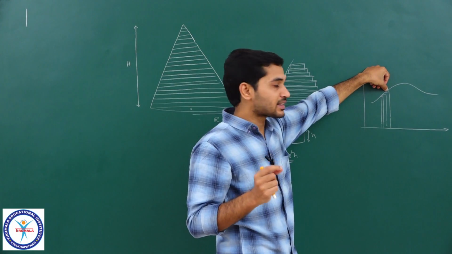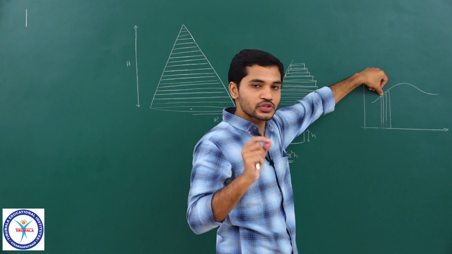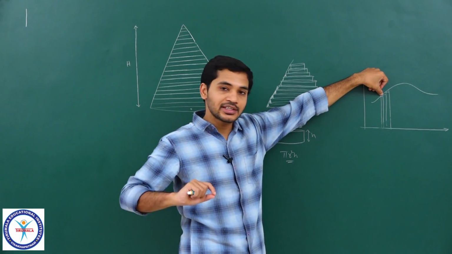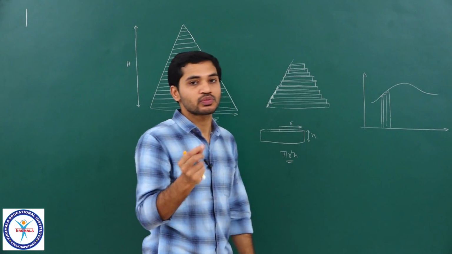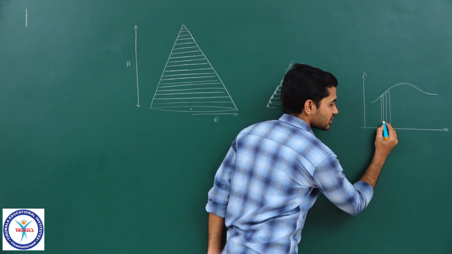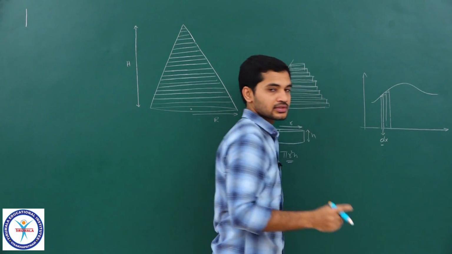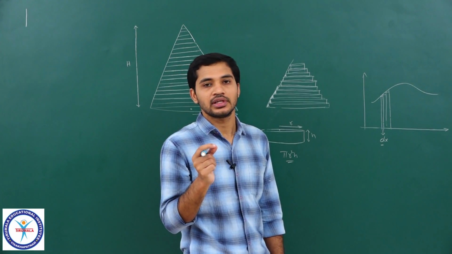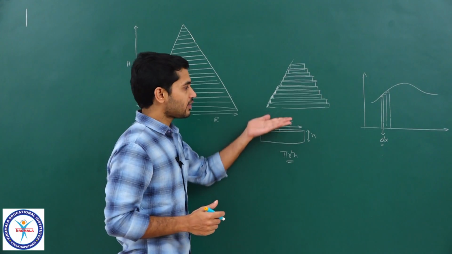But how did we make sure that this area which is left out is very, very small? How did we make it negligible? By considering rectangles of very, very, very small thickness. Correct? We considered the thickness of each of these rectangles as dx. D represents the smallest possible value which we can think of, infinitesimally small thickness.